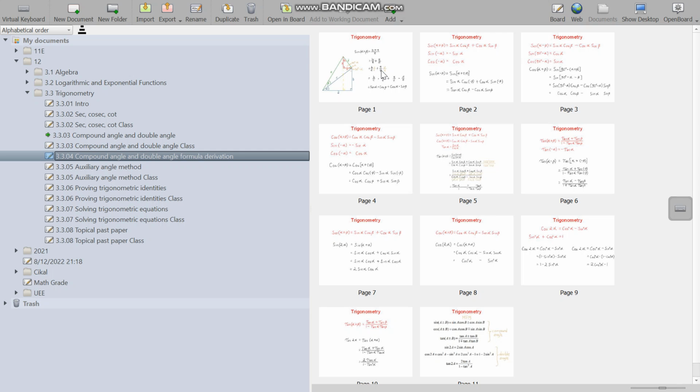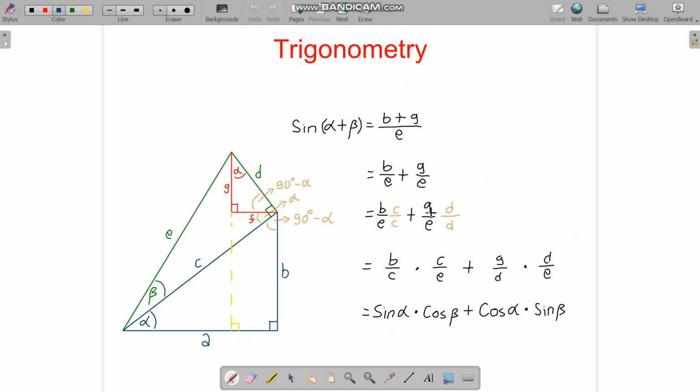Hello everyone, this is about the compound angle and double angle formula derivation. So we can draw this kind of triangle.